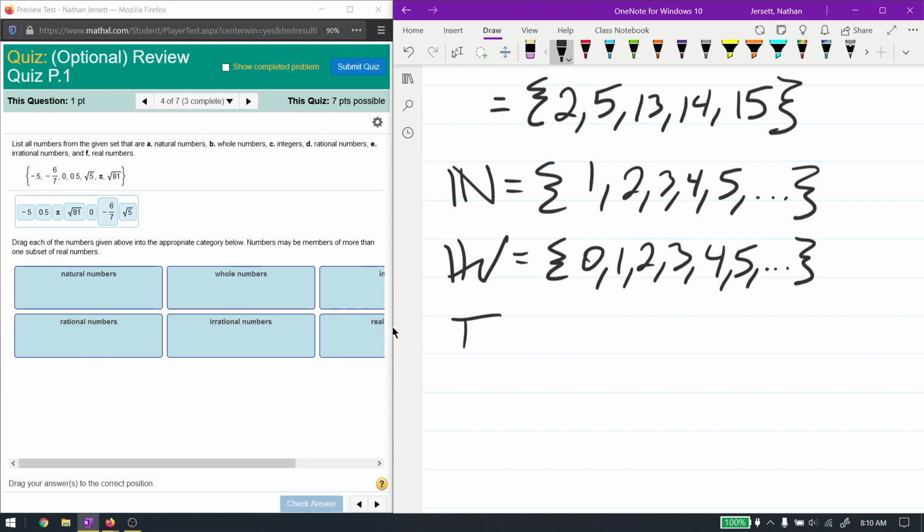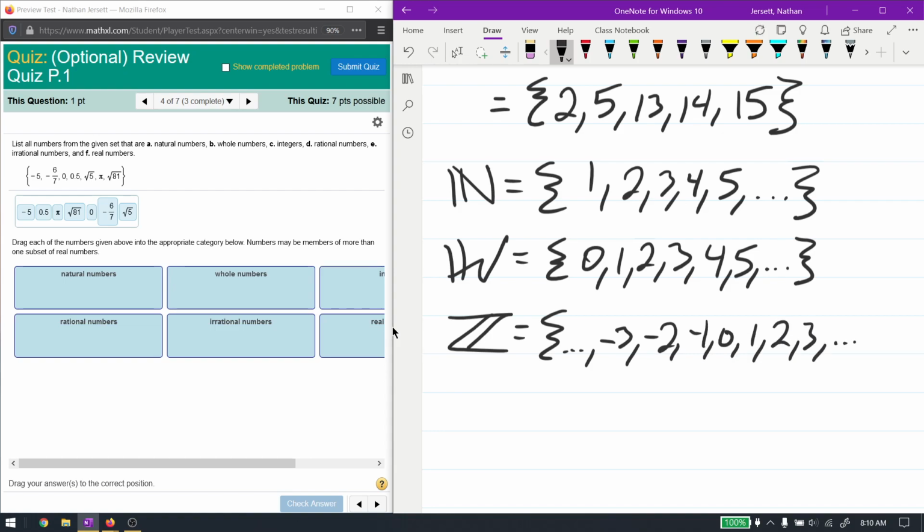Integers. Integers is with a Z. This is all of the numbers that are in the whole numbers and the negatives of them. So we're going to start with negative infinity all the way on up to negative 3, negative 2, negative 1, 0, 1, 2, and 3. And then all the way on up to positive infinity. So negative 1 million is in there. 100 billion is in there. All of these numbers are in there.